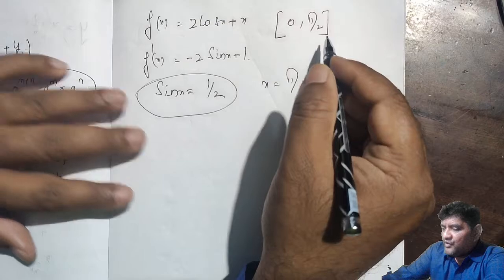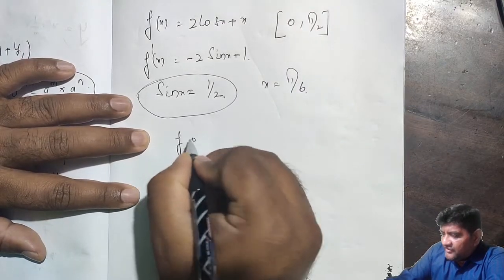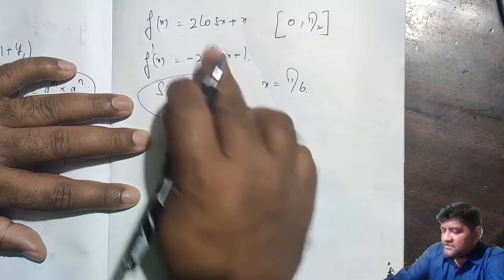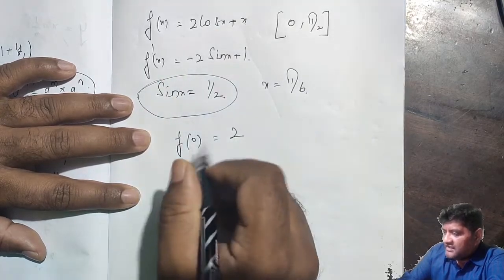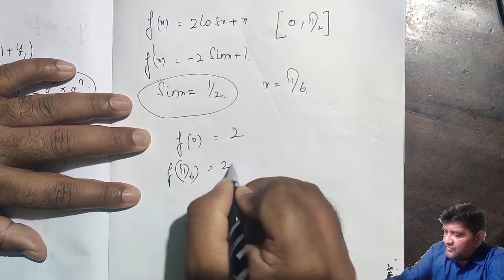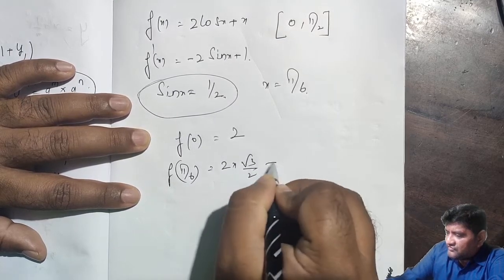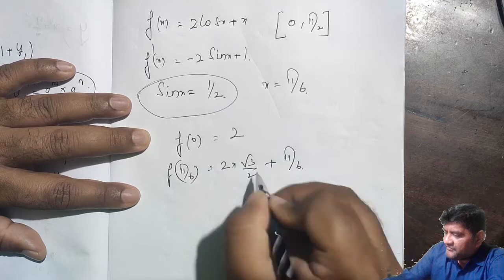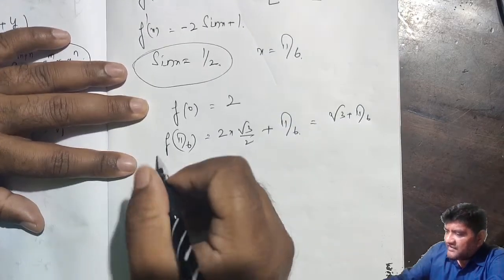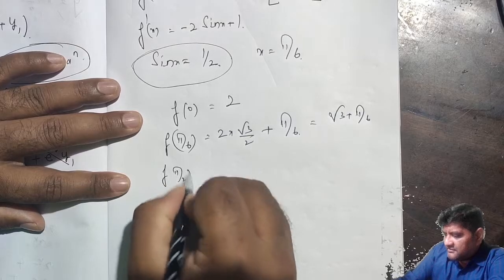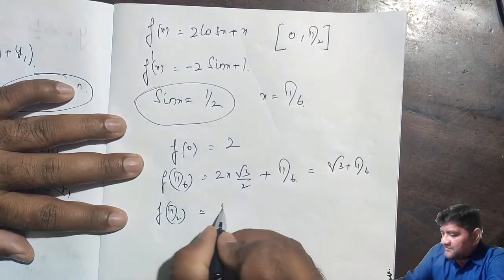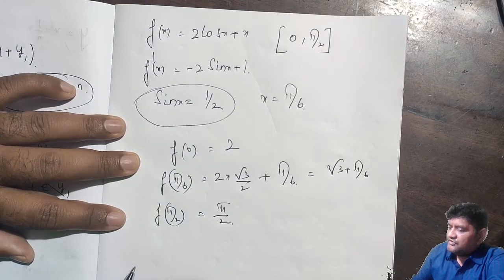So now you have 3 points. So you find out f of 0. F of 0 is going to be 2 because cos 0 is a 1. So this is a 2. And then you find out f of pi by 6. That is 2 into root 3 by 2 plus pi by 6, which is simply root 3 plus pi by 6. And then you find out f of pi by 2. Cos pi by 2 is a 0. So all you remain with is a pi by 2 here. So you have 3 values.